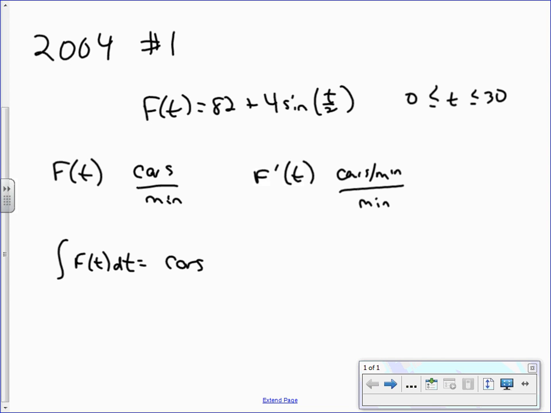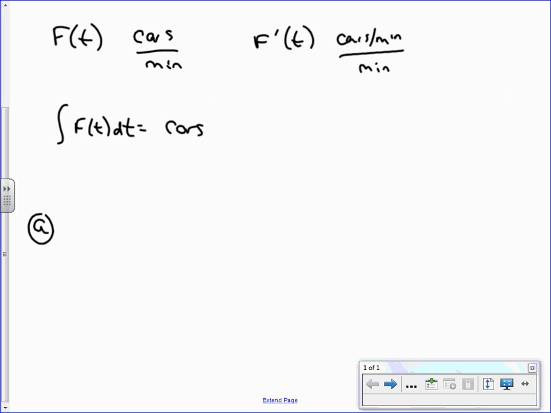Okay, so question A says, to the nearest whole number. So they're telling you right there, round to a whole number instead of the usual rounding. If they don't tell you, it's round to the nearest whole number. How many cars pass through the intersection over the 30-minute period? How many cars? What are they telling you to do?